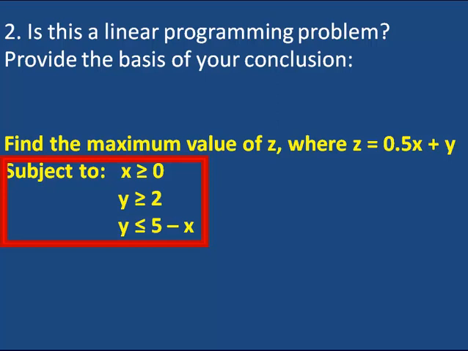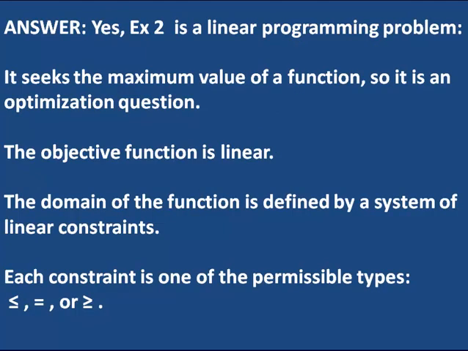Says they're subject to x greater than or equal to 0. It's linear. y greater than or equal to 2. That's linear. y less than or equal to 5 minus x. Also linear. And all the constraints are of the permissible type, one of the three permissible types there. So we see we have a greater than or equal to, greater than or equal to, less than or equal to. It all fits the definition of a linear programming problem. We're ready to conclude. So our answer, yes, exercise 2 is a linear programming problem.